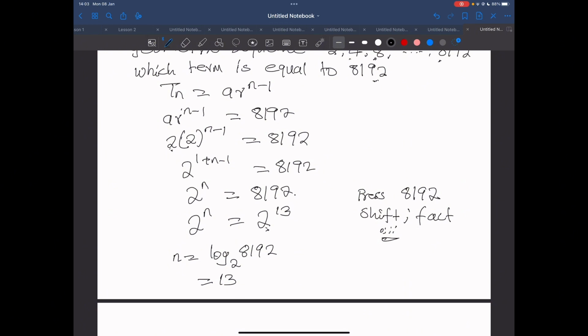So it means, therefore, that 8192 is the 13th term. So it's term number 13, which is 8192. Or you can simply say there are 13 terms in this sequence. So that is how we use the nth term. We use it to get the number of terms.